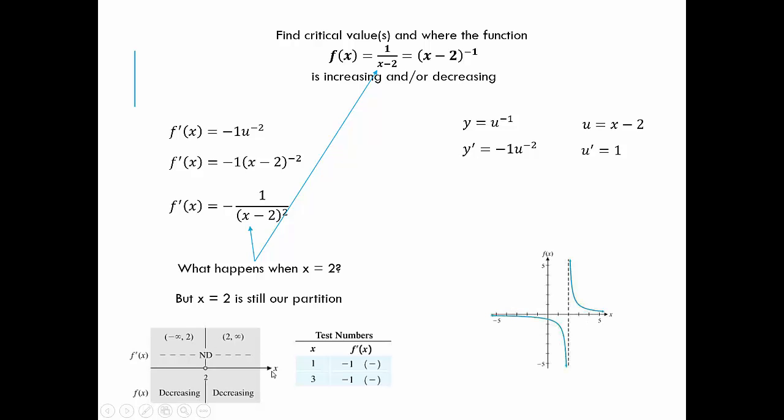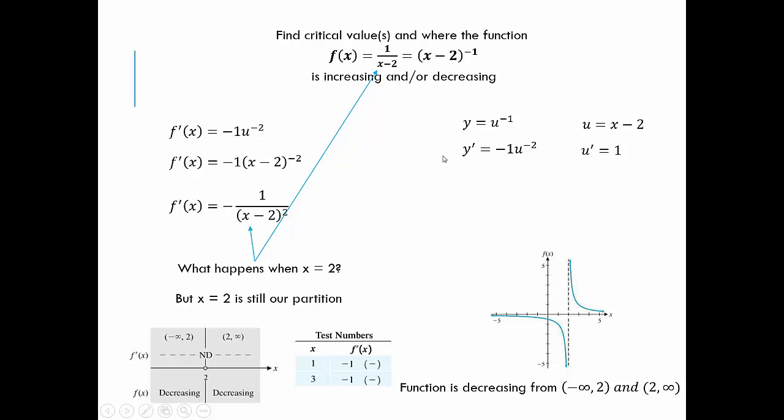If I graph this, what's actually happening here is why my function is not even defined, is I have a vertical asymptote. And so I can see my function is decreasing from negative infinity to 2 and from 2 to infinity, but at 2, the value of the function doesn't exist. There's an asymptote.